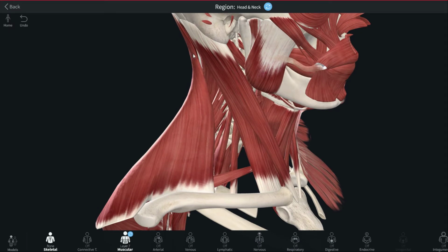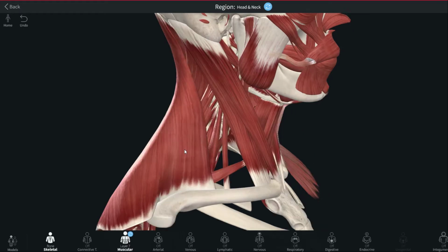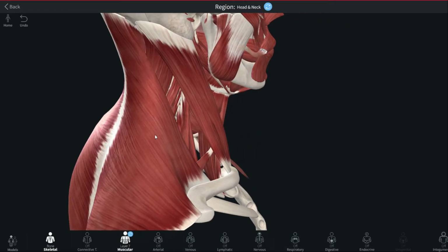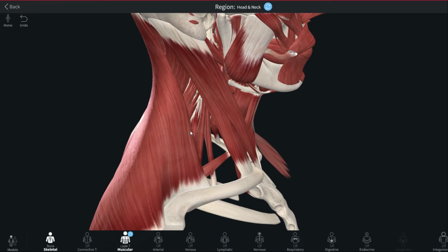Whereas the posterior boundary of the posterior triangle is this. What is this muscle? This extensive muscle? Yes, this is another important muscle of the neck, the trapezius muscle. And this over here is the anterior boundary of the trapezius muscle. So the posterior triangle's posterior border is none other than the anterior border of the trapezius muscle. Yes, very, very important. Okay.